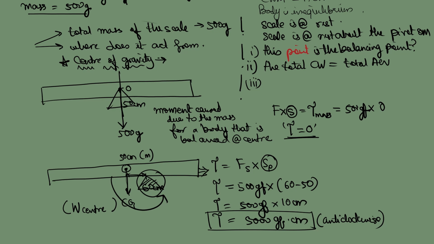So can you see, without changing the body, if the pivot is shifted, the body will experience some torque. But if the pivot is coincident with the center of gravity, then due to the weight of the body itself, it will not experience any torque. Torque will be equal to zero. Only and only when the pivot and CG are at the same point.